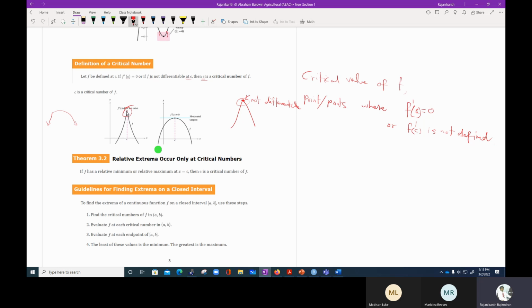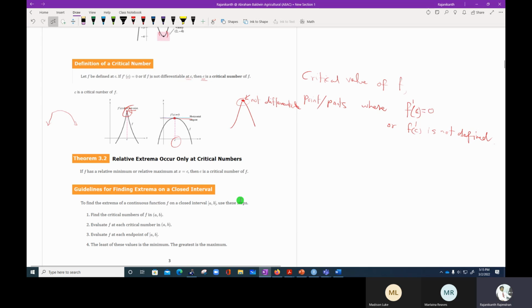So in other words, this point can be considered a critical point or critical value. You see here, this is a horizontal line, so the tangent is always 0. So this function has tangent 0 at C. Therefore, the function has the critical value at that point. So there are two cases, right? Not differentiable or a slope 0 point. Both of them are called critical values of the function.